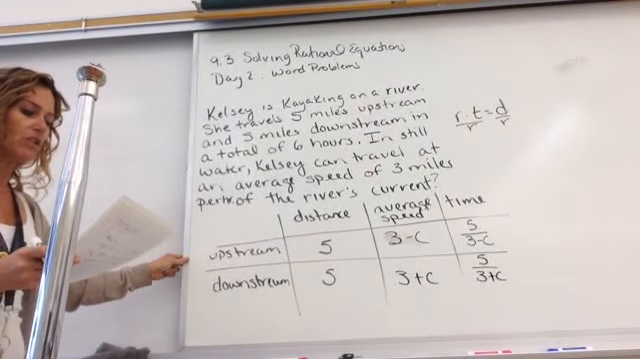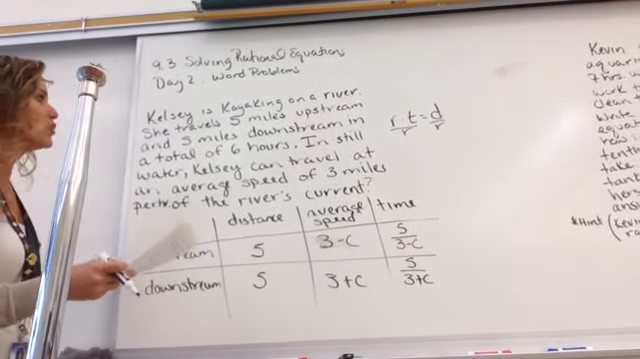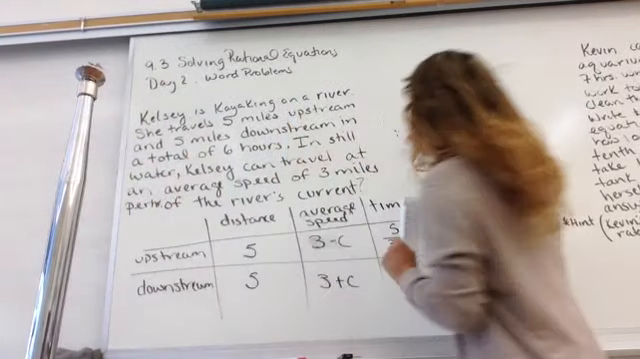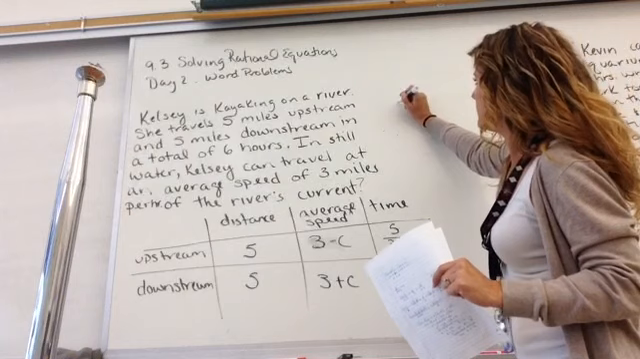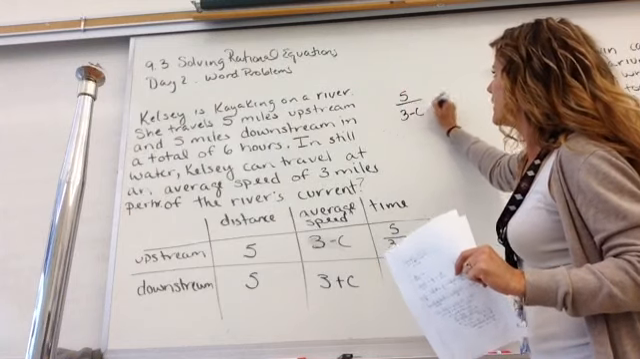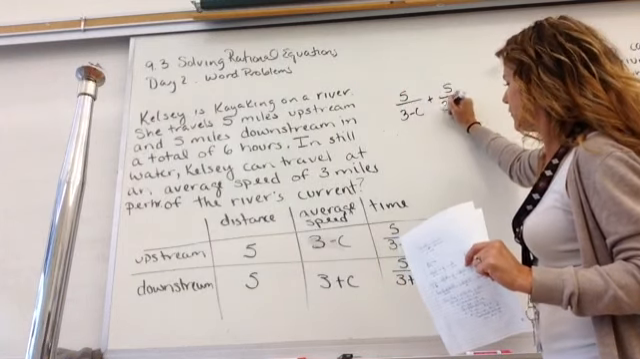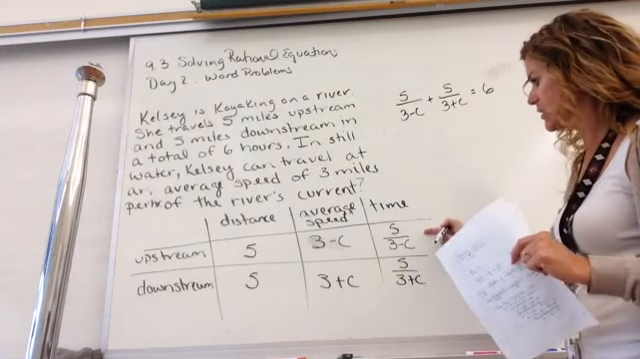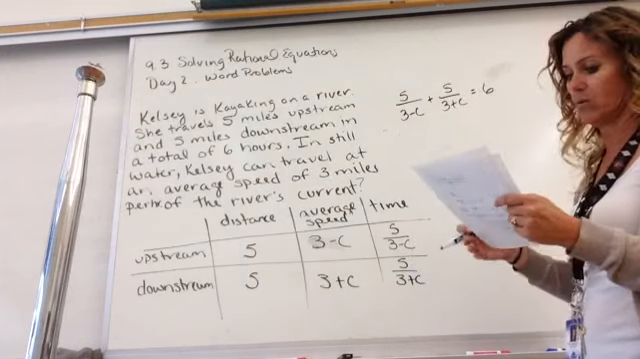From here, I'm going to use an equation. I know that the total trip took 6 hours. So looking at this, that means 5 over 3 minus c plus 5 over 3 plus c has to equal a total of 6 hours. This time plus this time has to equal the total.